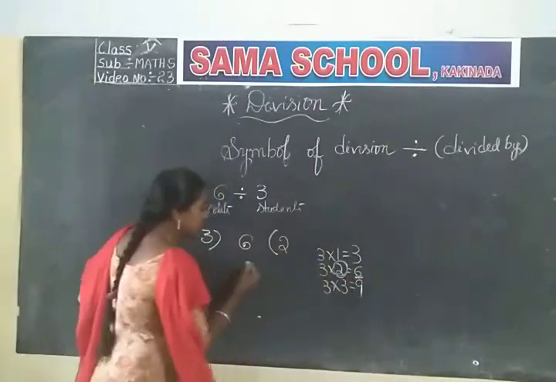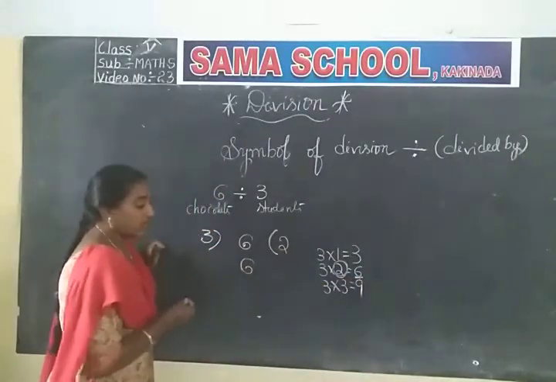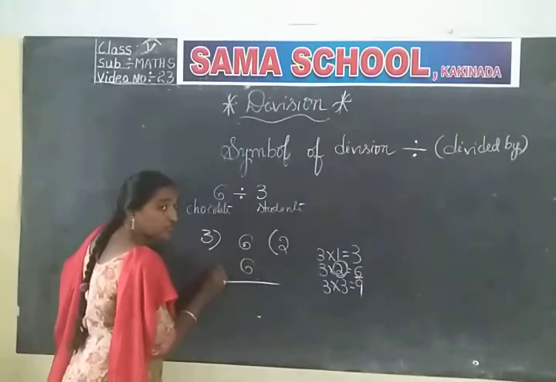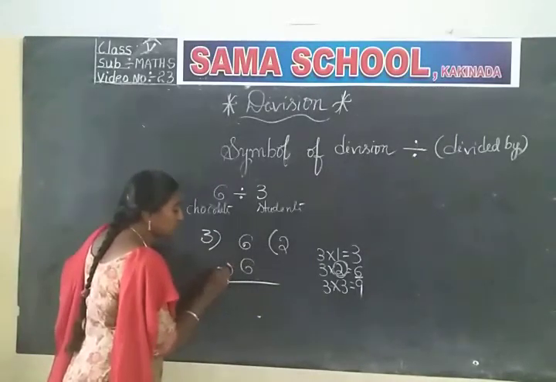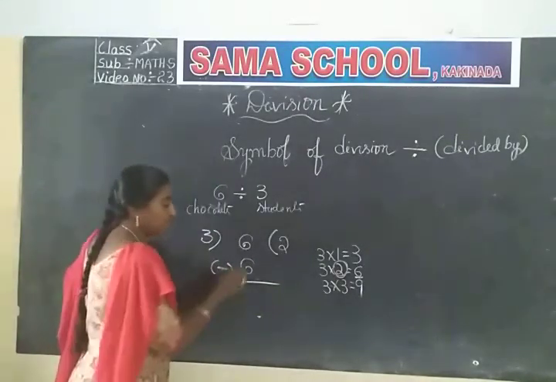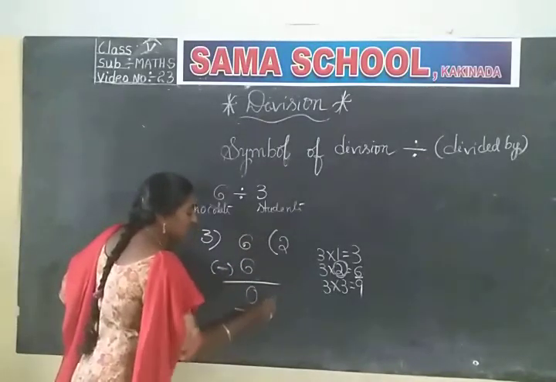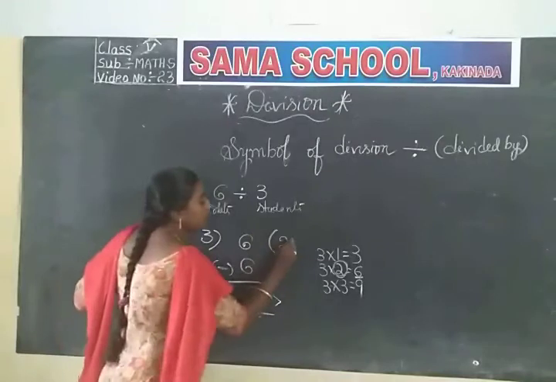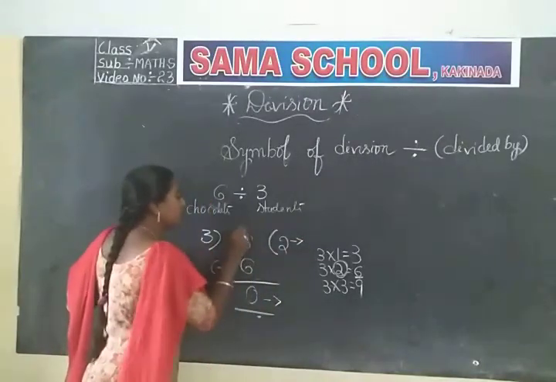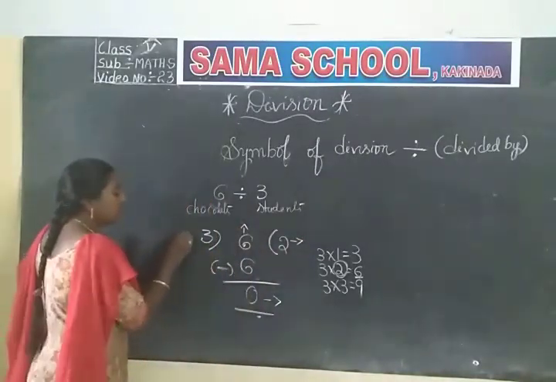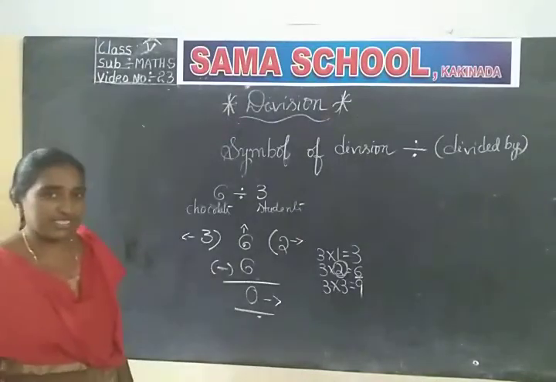And where to write this 6? Here we have to write it. And what do we have to do? Division is repeated subtraction. So we put the minus symbol and do the subtraction. 6 minus 6 is 0. See here, 0 has a particular name, 2 has a particular name, and 6 is called something and 3 is called something. Do you know what these terms are?